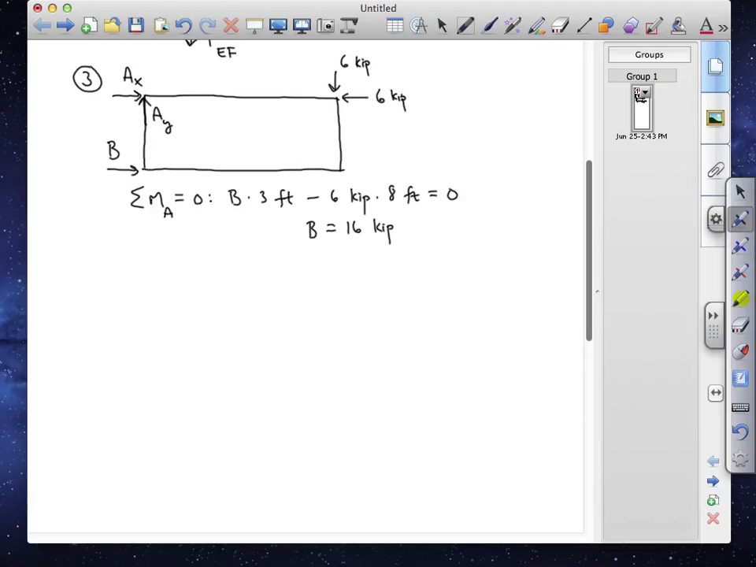Force equilibrium in X tells us that we have AX plus B minus 6 kip is 0. And since we found that B is 16 kip, we can substitute that in and find that AX is minus 10 kip. Vertical equilibrium here is very simple because we just have AY minus 6 kip equals 0. So I'll just go ahead and write AY is equal to 6 kip.